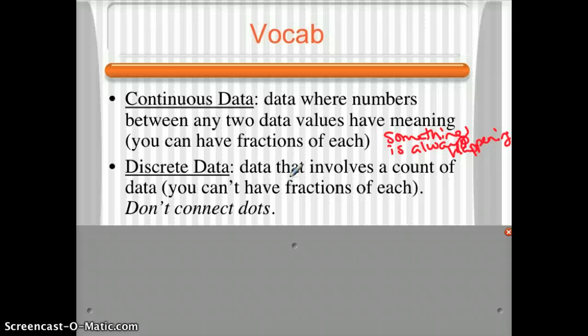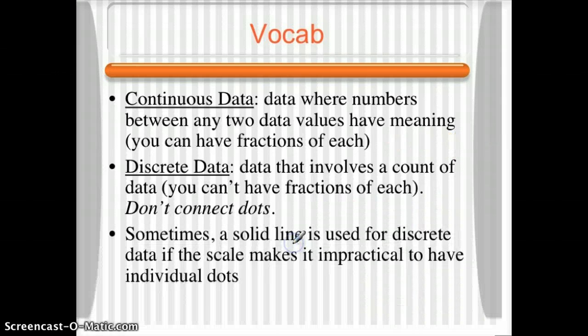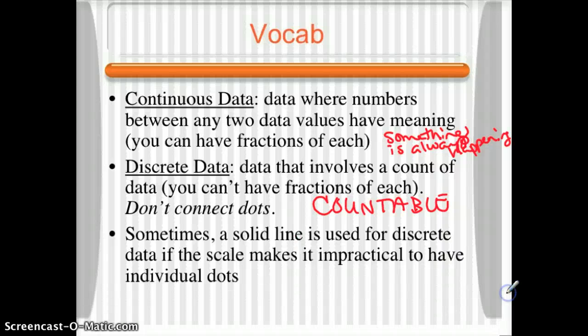Data that involves a count of each data. So things that are countable, like we could only buy 1, 2, 3, 4 videos or whatever. You don't have fractions of each typically. If that's happening, you do not usually connect the dots, except with this exception. Sometimes a solid line is used for discrete data if the scale makes it impractical to have individual dots. Like you don't want to draw 1,000,000 dots on there. So we might connect, or if you want to see a pattern, you're allowed to connect. Okay.